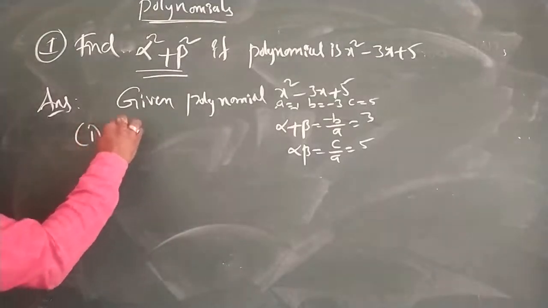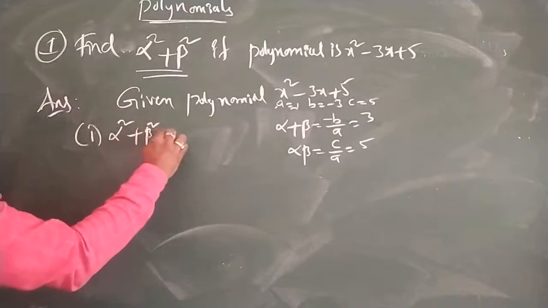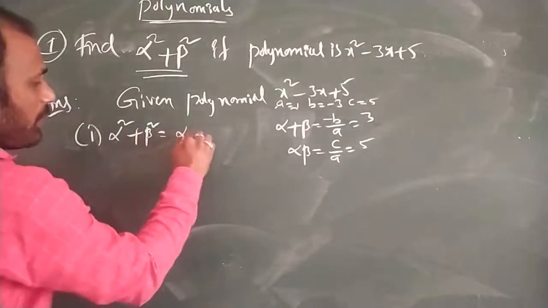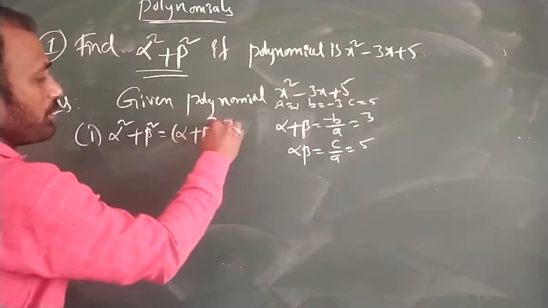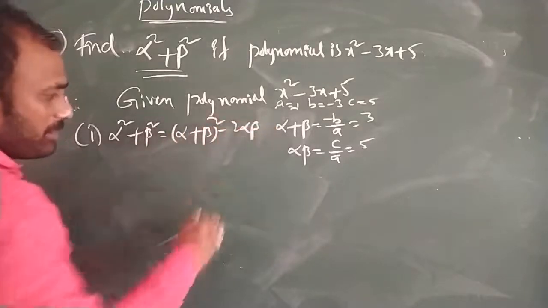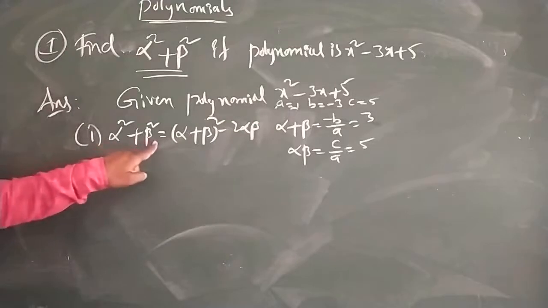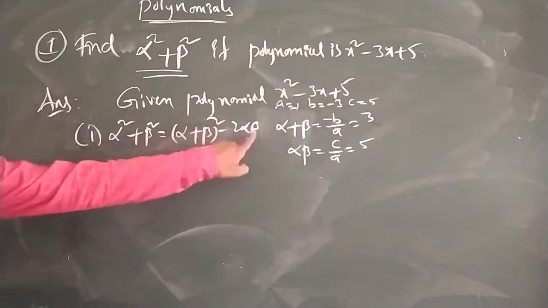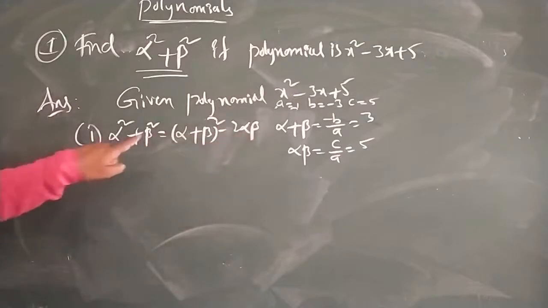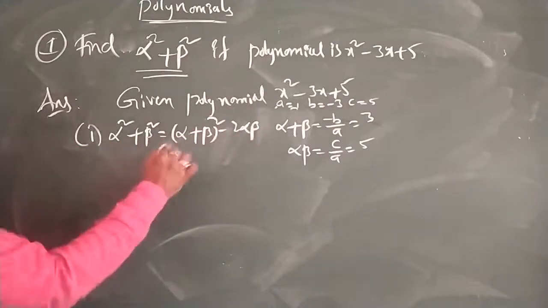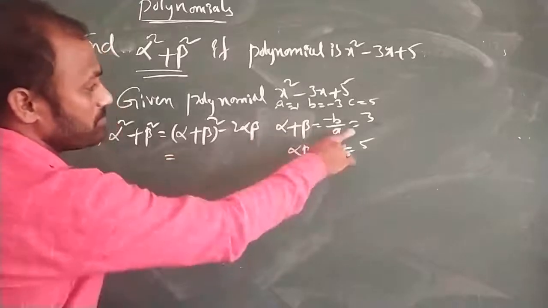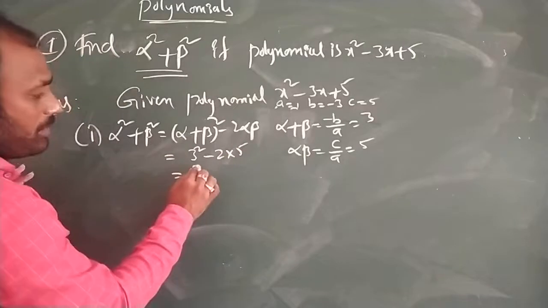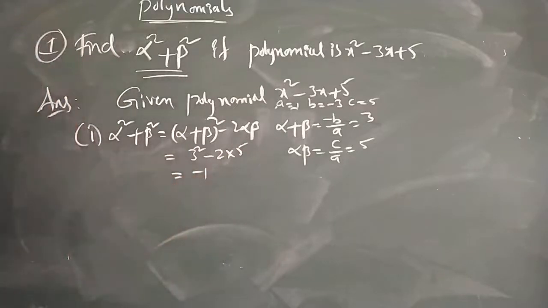First, alpha square plus beta square. To get its value, it can be written as alpha plus beta whole square minus 2 alpha beta. So a square plus b square can be written as a plus b whole square minus 2ab; in the case of a and b, we are substituting alpha and beta. Now if I substitute the values, alpha plus beta is 3. So 3 square minus 2 into 5, 9 minus 10, which is minus 1.